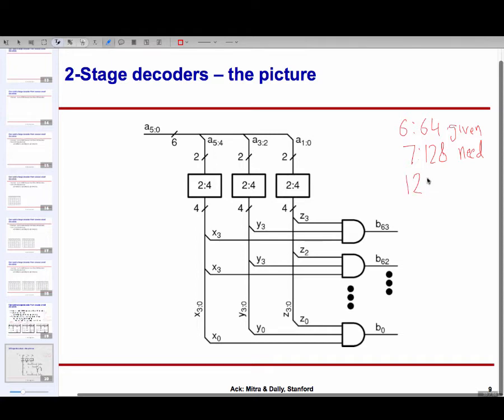Let's say I want to create a 12-to-4096 decoder.